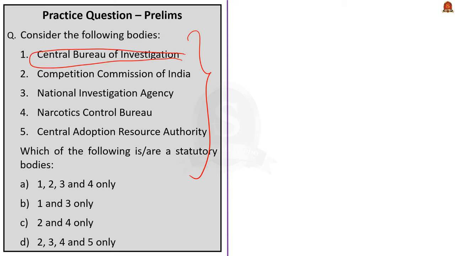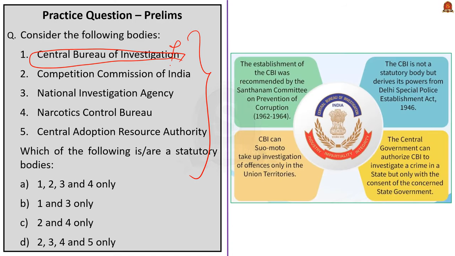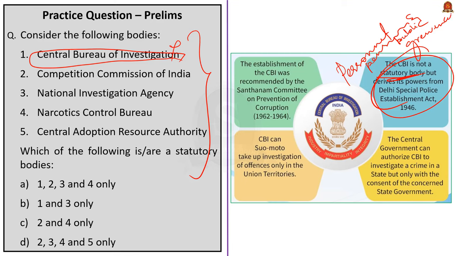It is CBI. Is CBI a statutory body? Absolutely not. It is a non-constitutional body that derives its power from the Delhi Special Police Establishment Act of 1946. Currently, the Bureau is functioning under the Department of Personnel, which is under the Ministry of Personnel, Pension and Public Grievances. Remember, CBI is the premier investigating police agency in India. It provides assistance to the Central Vigilance Commission and Lokpal. It is also the nodal police agency in India which coordinates investigation on behalf of Interpol member countries. So the first statement is obviously incorrect.